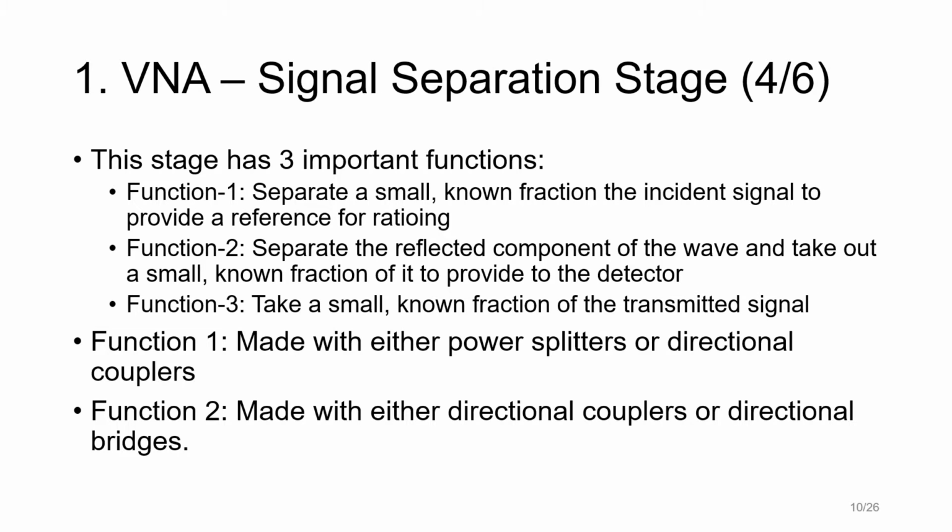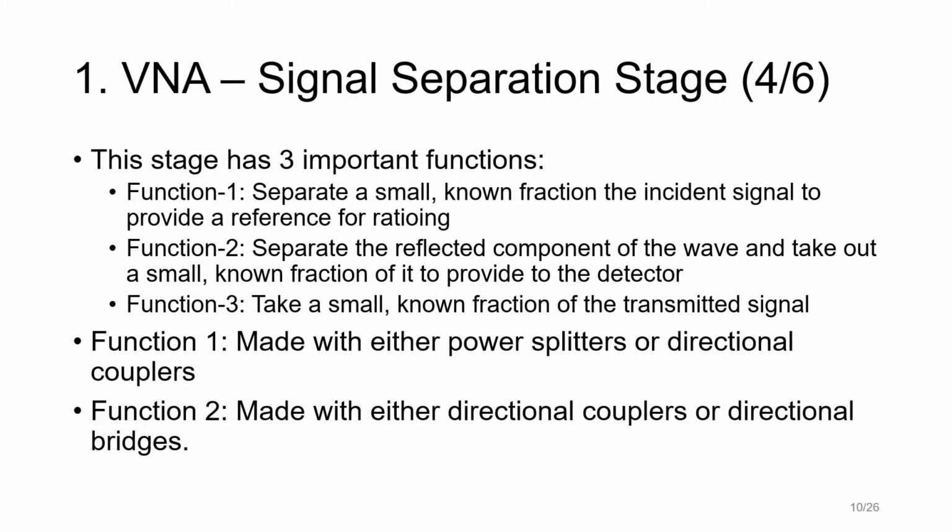So after the signal source stage, we have the signal separation stage. Let's assume that port 1 is being excited at a certain time to calculate S11 and S21. One will have to know not only the power of the incident wave, but also the power of the reflected wave to calculate S11 and the power of the transmitted wave to calculate S21. Thus, separating the three waves is necessary to obtain the S parameters. The signal separation stage does this.